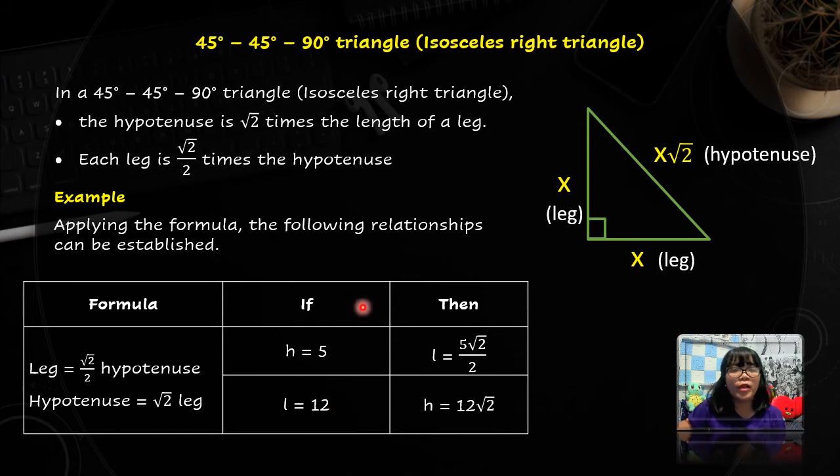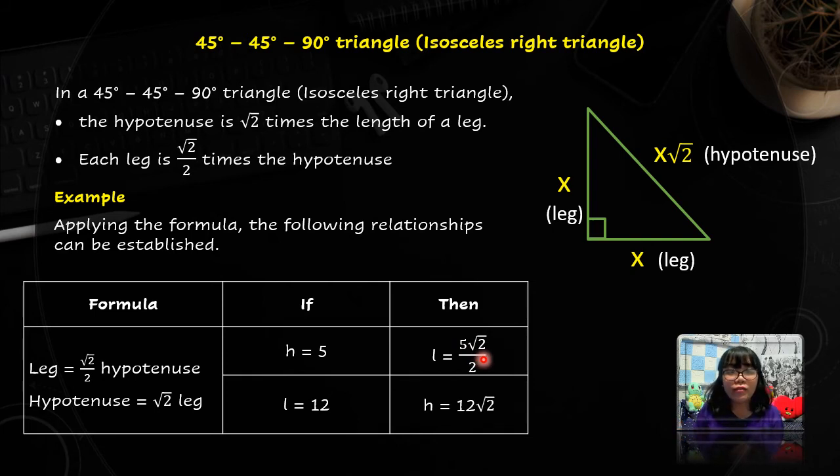Now, example, if the hypotenuse is equal to 5, then the leg is 5 times square root of 2 divided by 2. Because again, given ang hypotenuse, to get the value of the leg, you need to multiply the hypotenuse by square root of 2 divided by 2. So, 5 times square root of 2 divided by 2 is 5 square root of 2 divided by 2. So, this is now the leg.